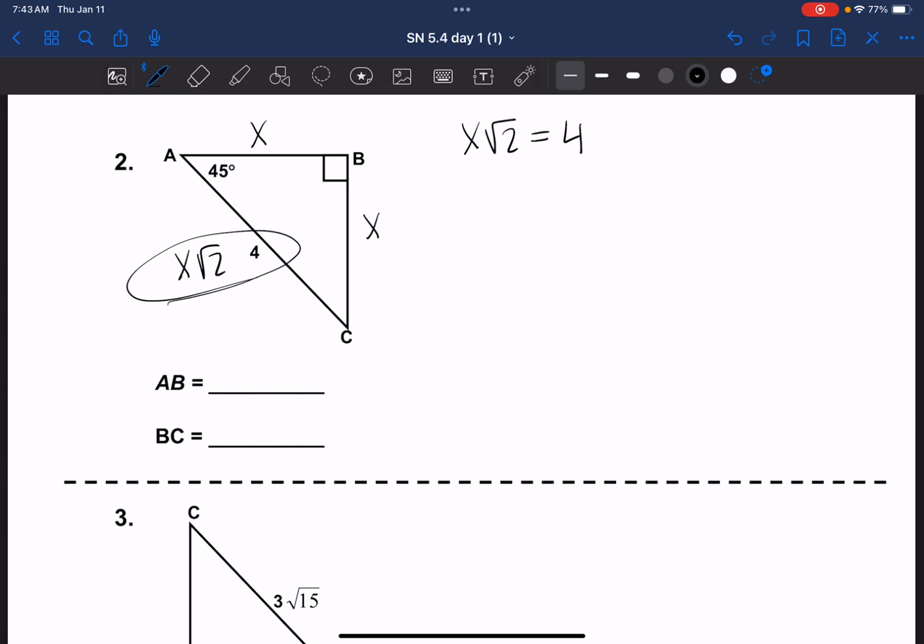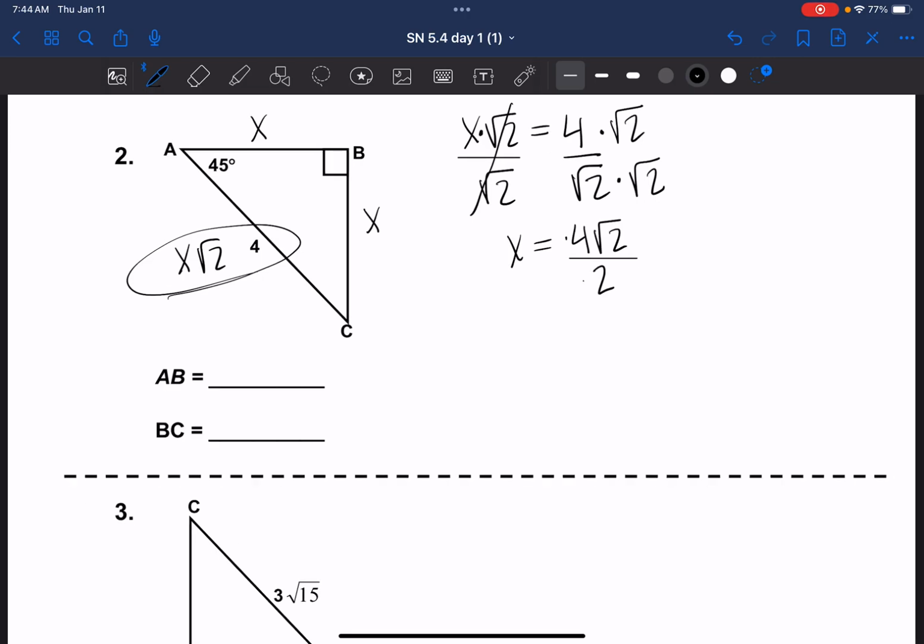So just like yesterday, this reads as x times the square root of 2. So to get rid of the square root of 2, the opposite operation would be to divide. So x is equal to 4 over the square root of 2, but we don't like to leave a radical in the bottom. So I am going to multiply by square root of 2 in both the denominator and in the numerator. So in our numerator, we've got 4 times the square root of 2, which would just be 4 square root of 2, over square root of 2 times square root of 2, which would just be 2.